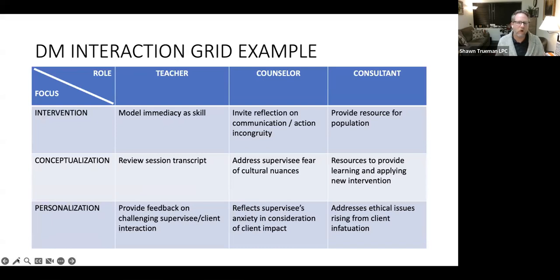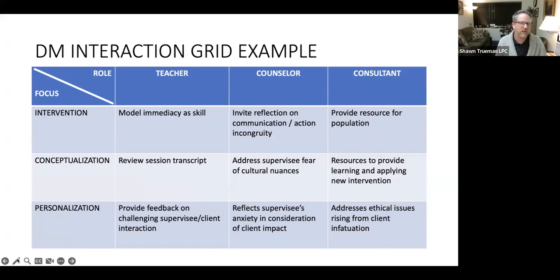That means your role could change not just from one week to the next working with your supervisee, but actually within the session, you might move from teacher to counselor to consultant, or be focusing on conceptualization. So just real quickly, let me hit a couple of these. If you're in the role of teacher and focusing on intervention, you might model in supervision immediacy as a skill. Now, if you're serving as a consultant and working in the area of personalization, then you might address ethical issues arising from maybe a client infatuation with the counselor or something else that might be coming up.